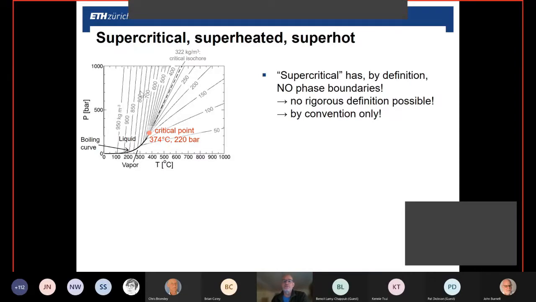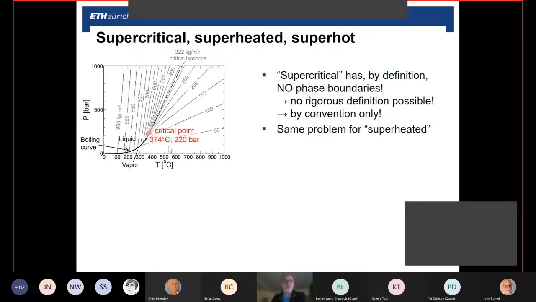So by definition, there are no phase boundaries for anything like a supercritical phase. It's simply not a defined thing. There is no rigorous definition possible because the transitions are gradual, and whatever you call supercritical will be by convention. Some people say supercritical is everything at a temperature higher than 374. Others say it's just the upper right quadrant here, and yet others come up with pretty exotic definitions, that anything with a pressure higher than critical, or temperature higher than critical, so everything here, would be supercritical. Again, it's only by convention.